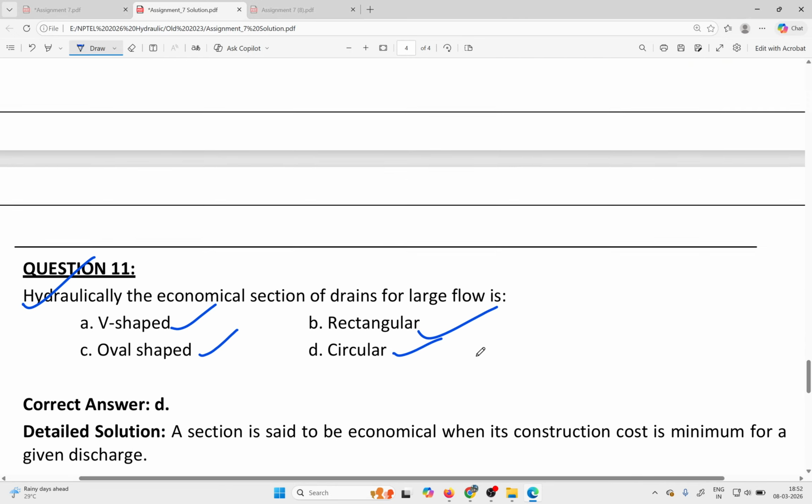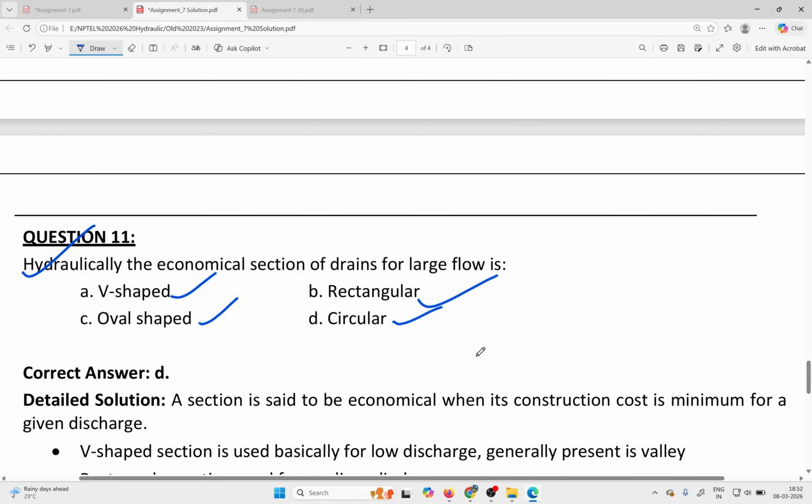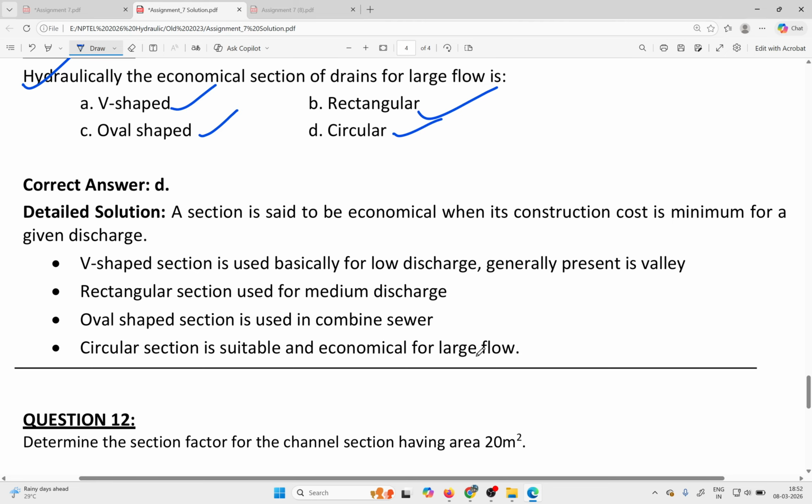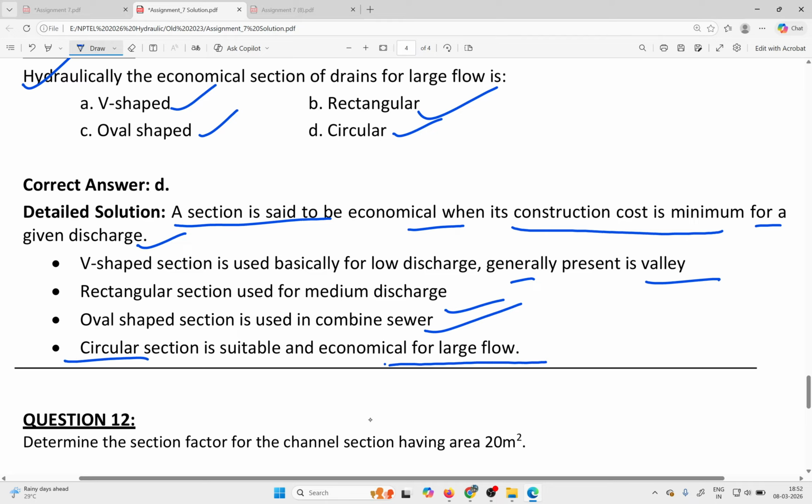So yes, for economical we need to go for D. Here the detailed solution is given. A section is said to be economical when its construction cost is minimum for a given discharge. V-shaped section is basically for low discharge, generally present in valleys. Rectangular section is used for medium discharge. Oval shaped section is used for combined sewer, and circular section is economical and suitable for large flow.